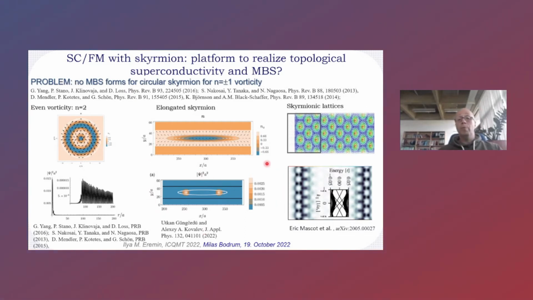Then there have been proposals that you can play with elongated skyrmions, although it's also controversial whether you can or cannot see a Majorana bound state in this case. And finally, there have been recent proposals that a skyrmionic lattice would be a whole platform for looking for such Majorana bound states, and depending on the number of parameters and on the position where you're located, you should be able to see the Majorana fermions. But as you see already on the theory side, the situation regarding finding Majorana appears to be quite complex.